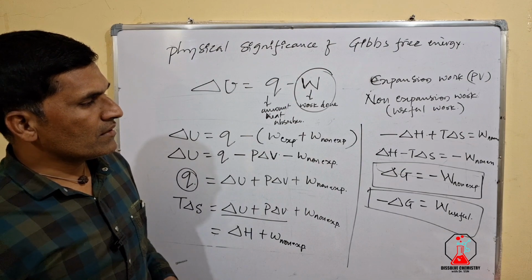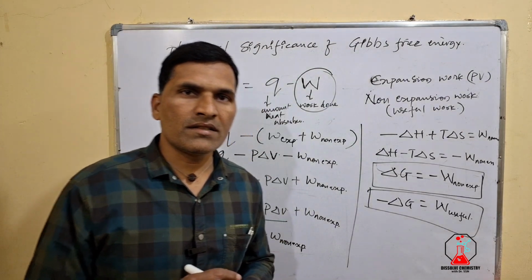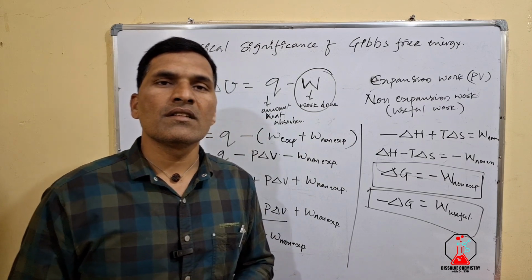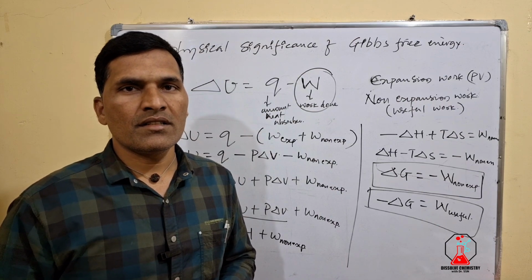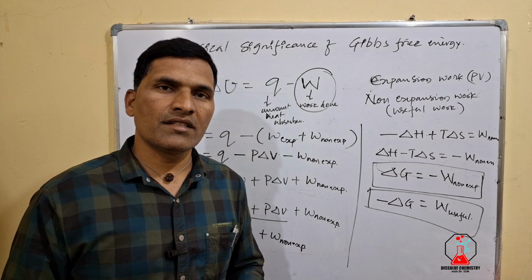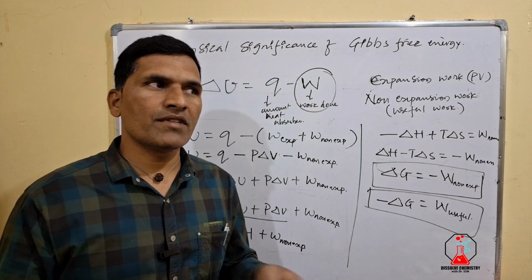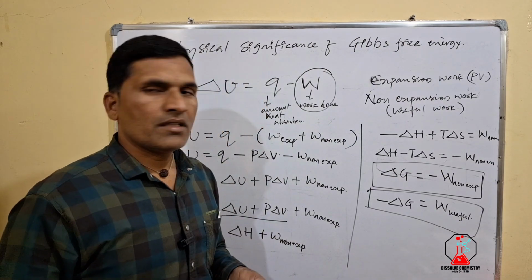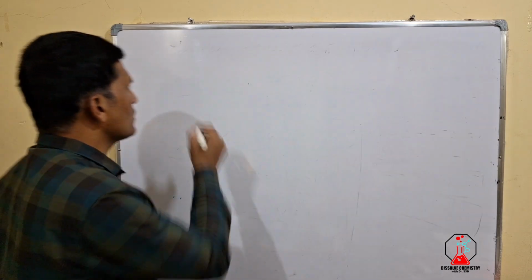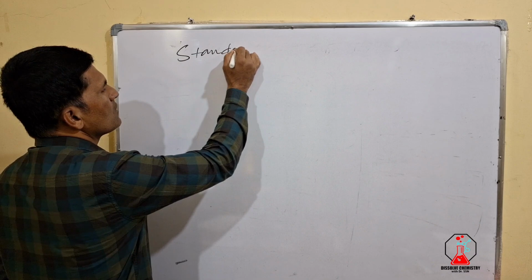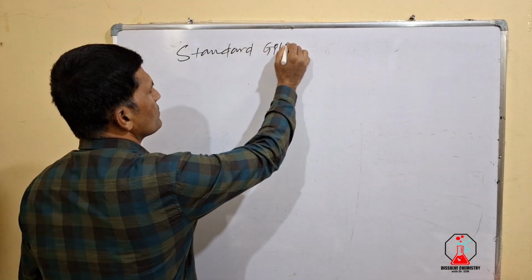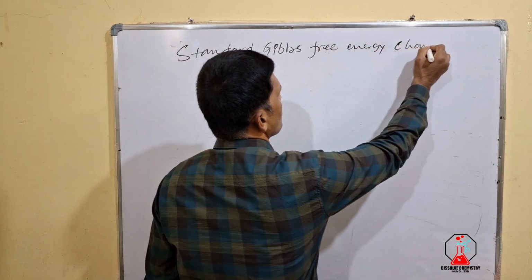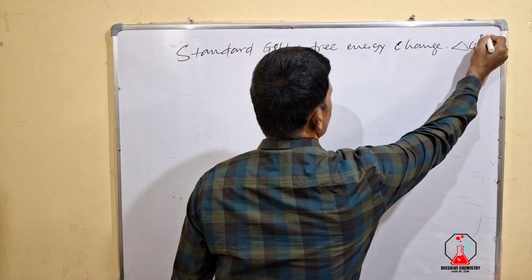So its importance is that whenever a process occurs, it is said to be spontaneous when its free energy change is negative. Already we have mentioned the condition: if the change in free energy is negative, then it is spontaneous. If it is positive, it is non-spontaneous. And if it is equal to 0, then we call it at equilibrium. Next we will talk about standard Gibbs free energy change, represented as delta G naught.